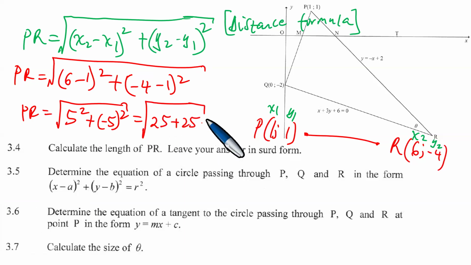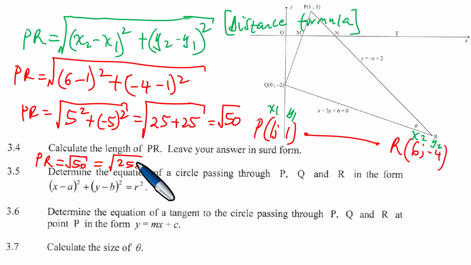25 plus 25. What is 25 plus 25? It is exactly the square root of 50. So obviously we have that PR equals the square root of 50. But the square root of 50 is the square root of 25 times 2. 50 is 25 times 2, so square root of 25 times square root of 2. What is the square root of 25? It's 5 square root of 2 units.